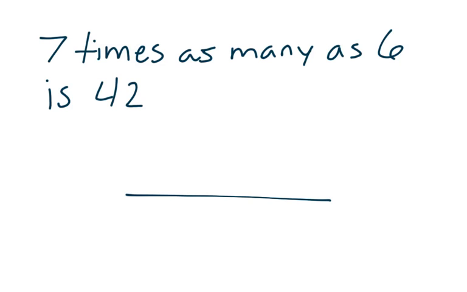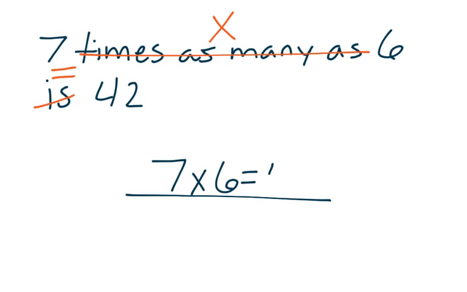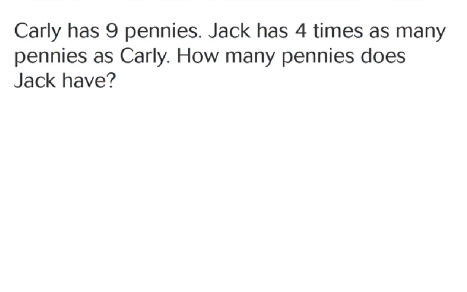So when we're given a problem like this and we need to simplify it, make sense of it, we can do that super easily by just crossing some words out. Times as many as is a multiplication sign, is an equal sign, and if we rewrite this problem, 7 times 6 is equal to 42. Just that simple. We don't even have to do any math. All we have to do is cross some numbers out. I want you to give one a try.